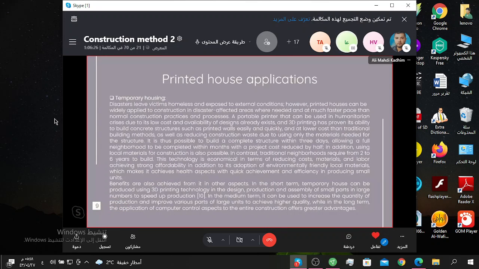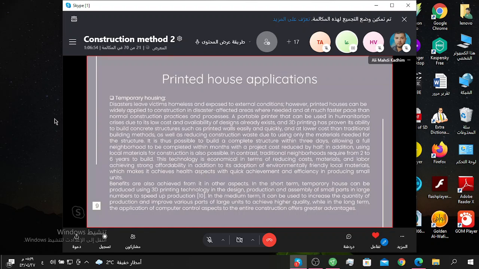Printed house application. Temporary housing. Disasters leave victims homeless and exposed to external conditions. However, printed houses can be widely applied to construction in disaster-affected areas where needed and at a much faster pace than normal construction practices and processes.